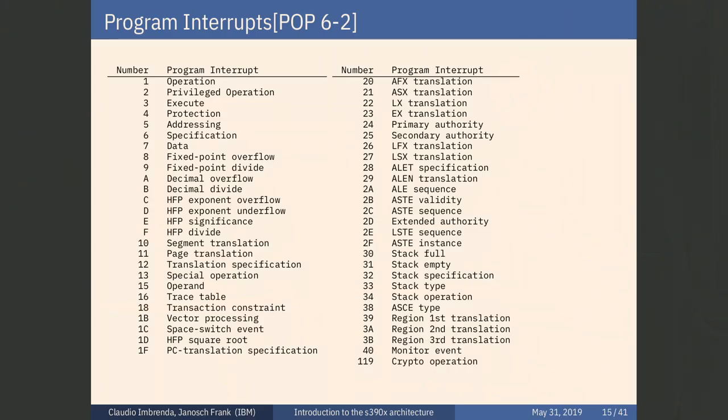This is the list of program interrupts. It's sometimes very nice because you know exactly what happened, because you have a very specific code that says it was not a page fault, it was a translation specification exception because there was some other issue in the page table, but it was not a missing page, right? I guess we can just move on.